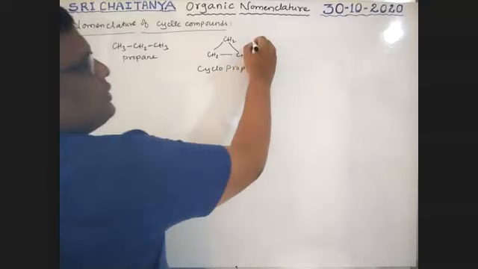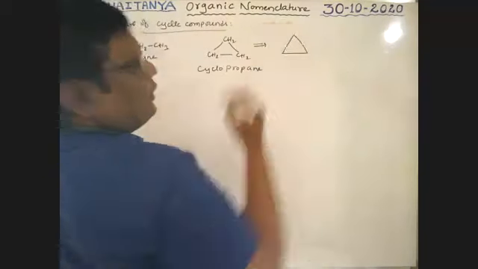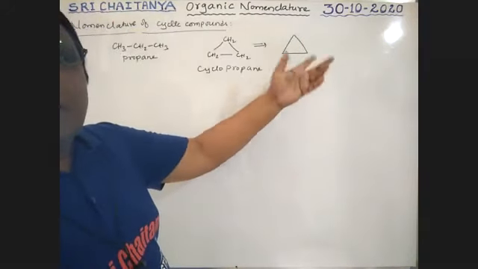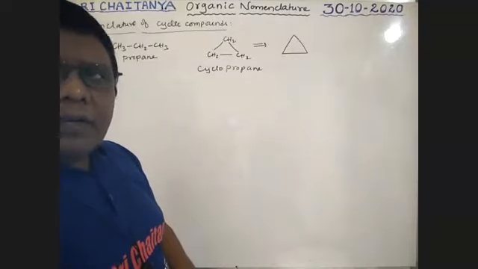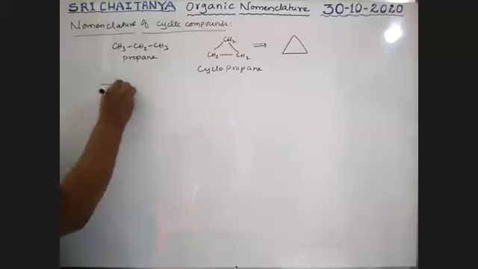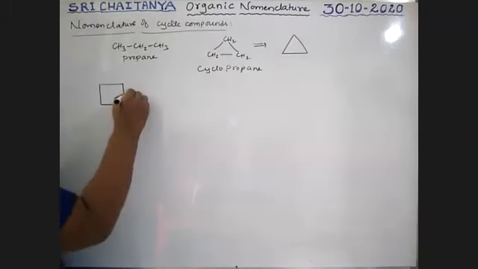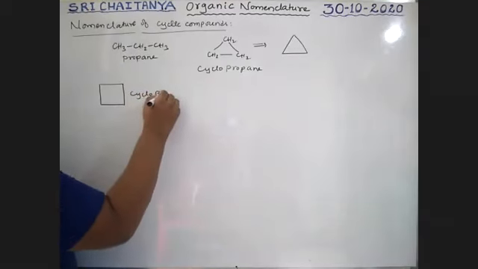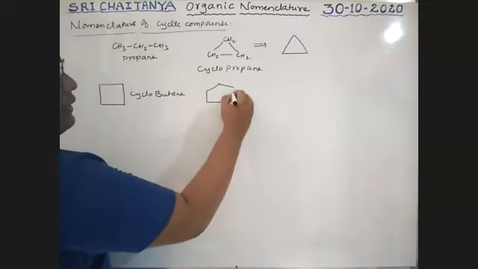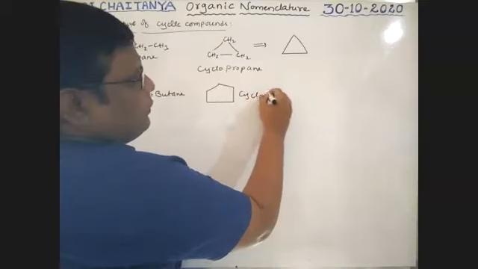Cyclopropane is simply written as a triangle. Every corner is a carbon bonded with the remaining required number of hydrogens. Like this, see here, a 4 carbon ring is nothing but cyclobutane. Next, this one, a 5 carbon ring, is cyclopentane.